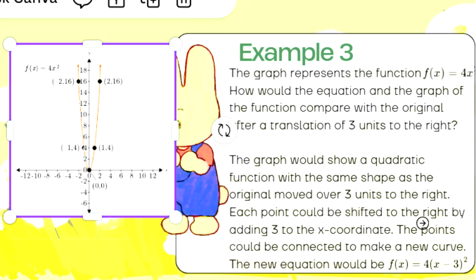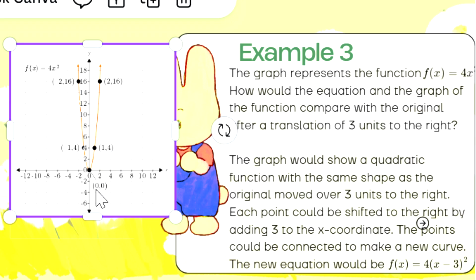The graph would show a quadratic function with the same shape. It's going to look exactly the same as the original, moved over 3 units to the right. So it's going to touch right here, but it's going to be the same shape, same slope, same everything. You can also just take each of these points and add 3 to each of the x coordinates. The y coordinates will stay the same.